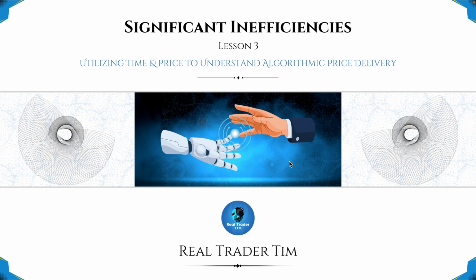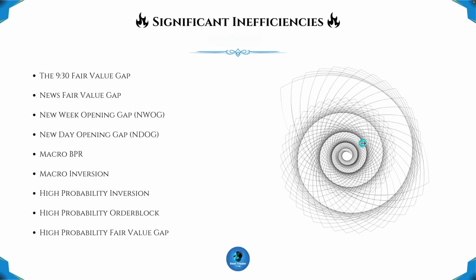And we discussed in the last lesson a bit on significant inefficiencies, and you guys also have your significant inefficiency checklist inside of RTO Discord. But we're going to look at how we can utilize time and price to understand algorithmic price delivery utilizing these significant inefficiencies. So getting right into it, here's a reminder on what we discussed in the last lesson.